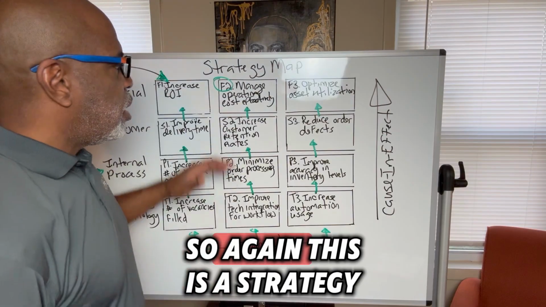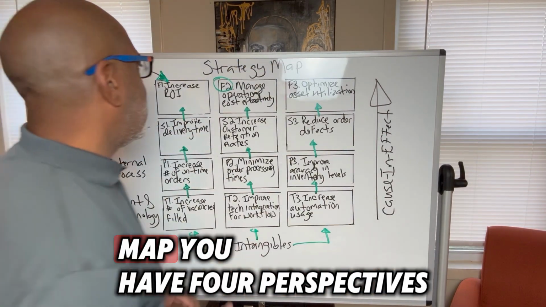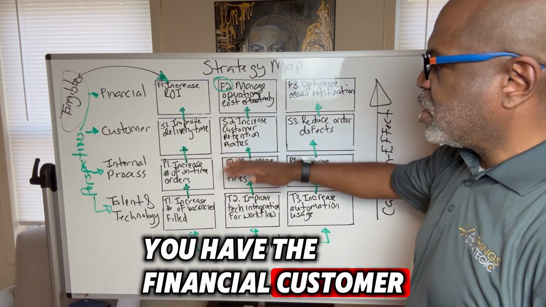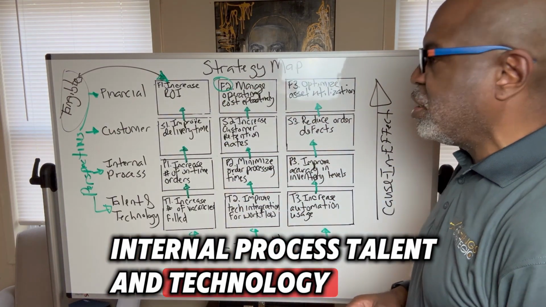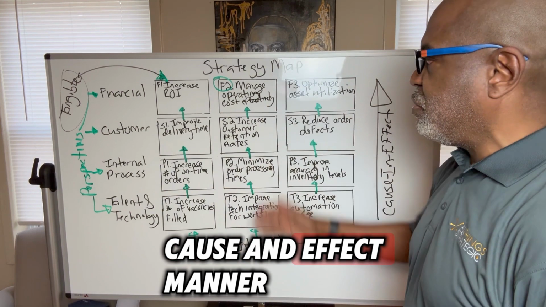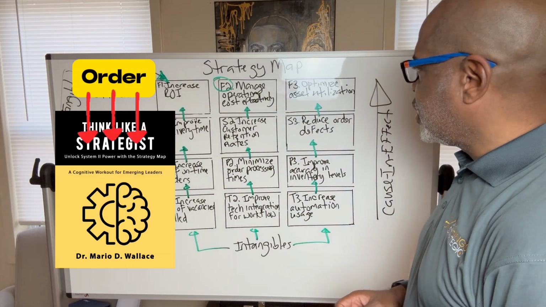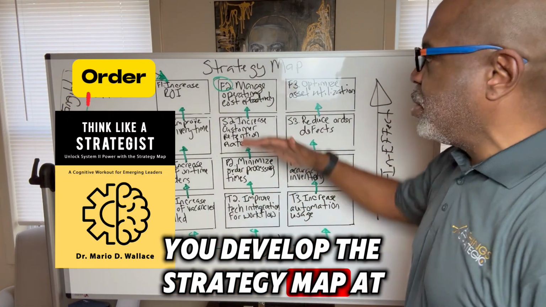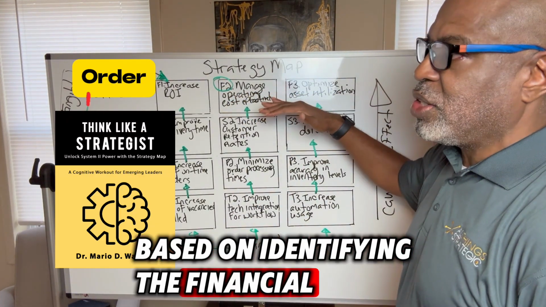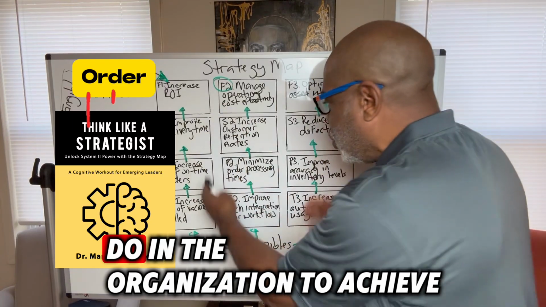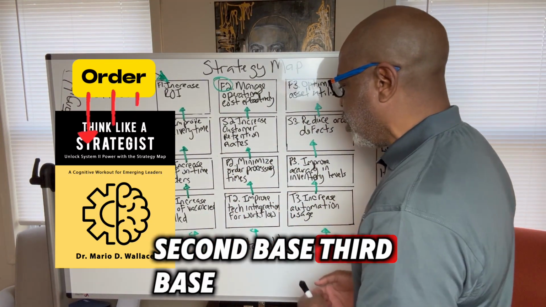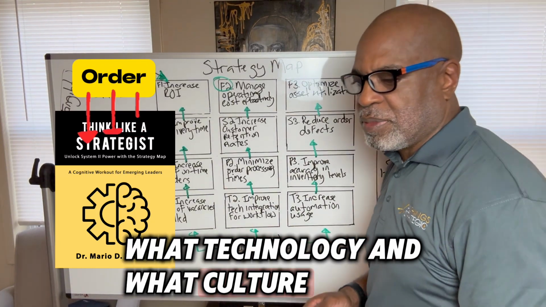So again, this is a strategy map. You have four perspectives. You have the financial, customer, internal process, and talent and technology. You have objectives lined up in a cause and effect manner. You have prefixes before each strategic objective. You develop the strategy map at the top based on identifying the financial outcomes so you can know what to do in the organization to achieve it, and who to put on first base, second base, third place, what technology and what culture.